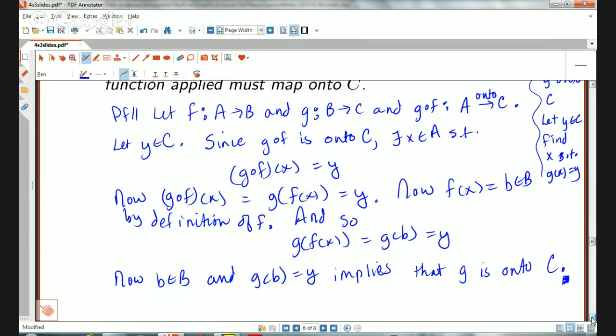Which part? Okay, so what we're doing is you're just plugging in for f of x. You know that g of f of x is equal to y, and f of x is equal to b. So I plug that in for f of x to get g of b. From right here. Yeah, by substitution, put that in here.